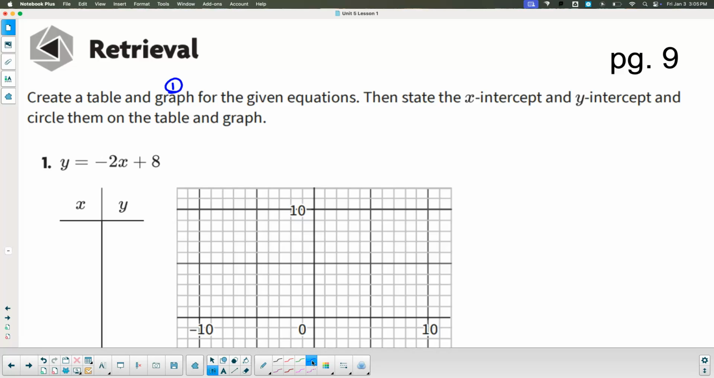Then second, I want you to tell me what the x-intercept is and what the y-intercept is for both of them. You can either circle them on the graph or in your table or both, or you can write them off to the side. I will give you, or the sub should give you, 5 minutes now to do that.